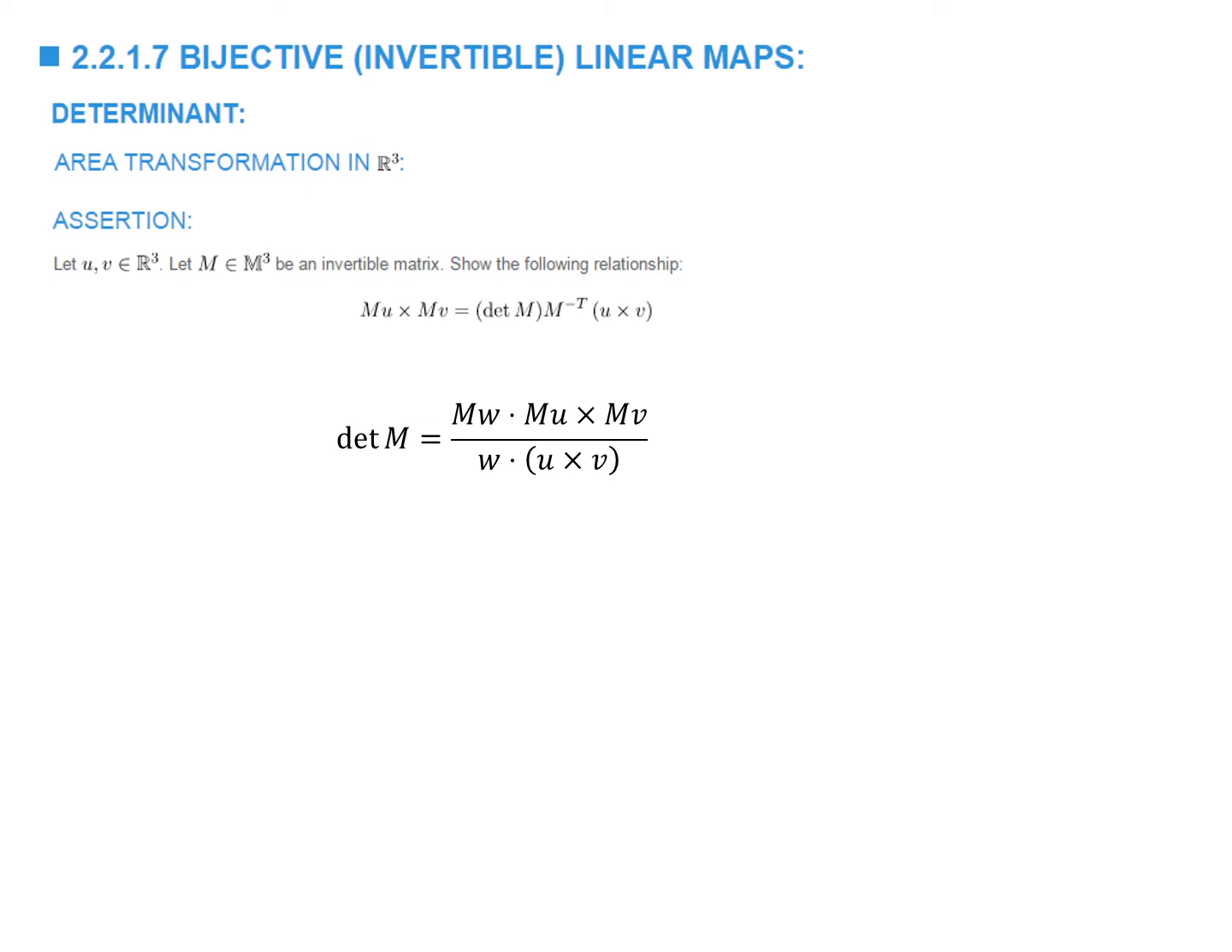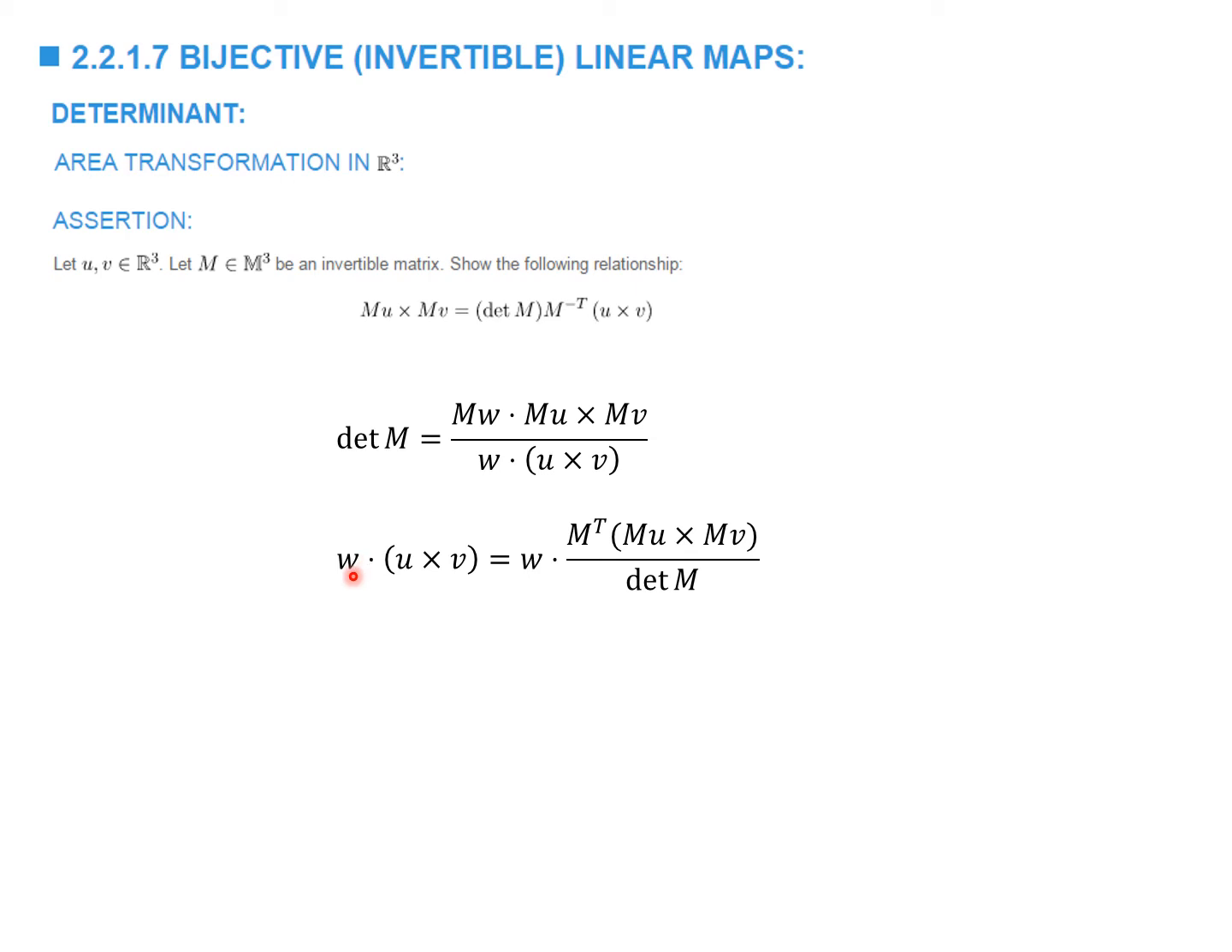So we're going to start with the determinant of M. The determinant of M is given as the ratio of the volumes. Given an arbitrary vector W, the determinant of M is equal to the ratio of the volume after deformation or transformation divided by the volume before transformation. When we rearrange, we get this relationship.